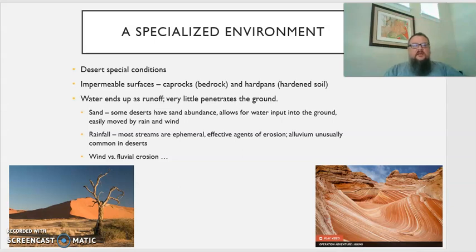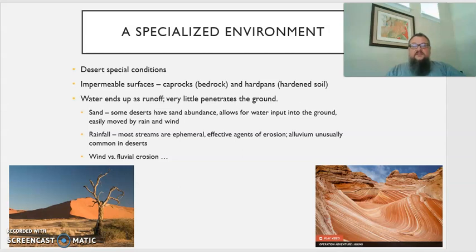So because deserts have all these impermeable surfaces, whenever it does rain, it may only rain once or twice a year, but whenever it does, very little of that water penetrates down into where it falls upon. So it all moves down the slope with overland flow. And as such, whenever it rains, that runoff event can happen very quickly and it can happen very severely.